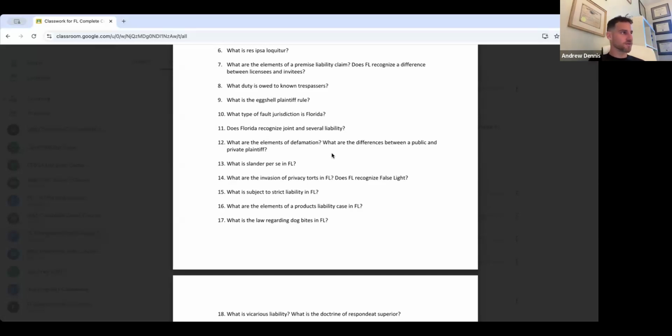Unchastity, right? Accusing someone of being promiscuous. And then a business, speaking about someone's business affairs. Those are all subject to slander per se. Invasion of privacy torts, the mnemonic that I was taught was IFLAP: intrusion upon seclusion, false light, appropriation, and public disclosure of private facts. But Florida does not recognize a separate tort for false light. That's pretty much included in defamation.